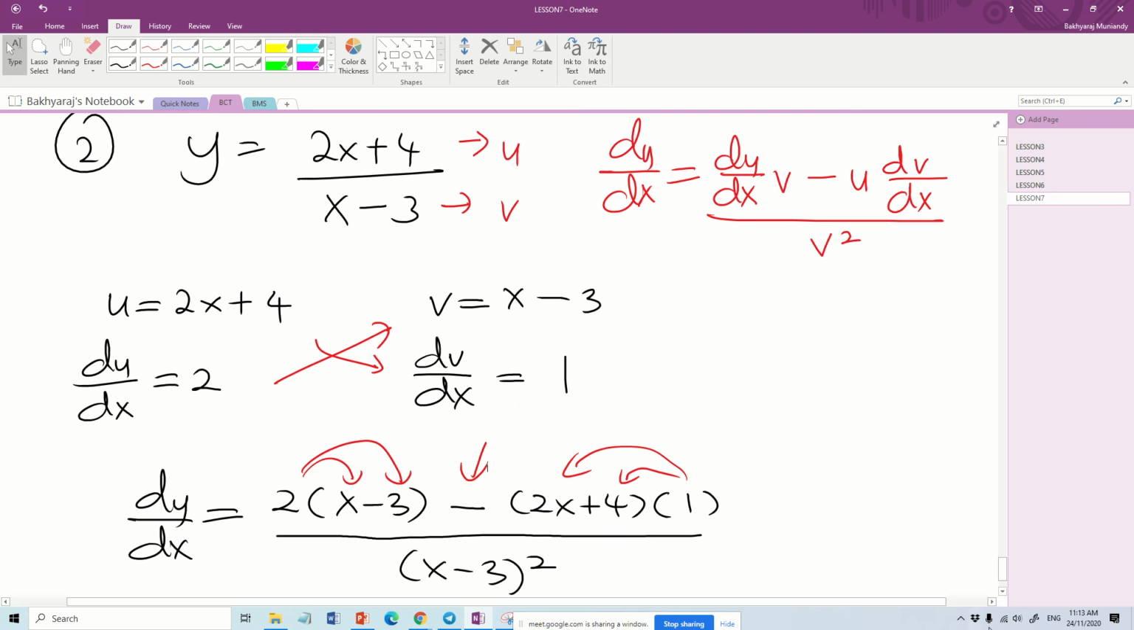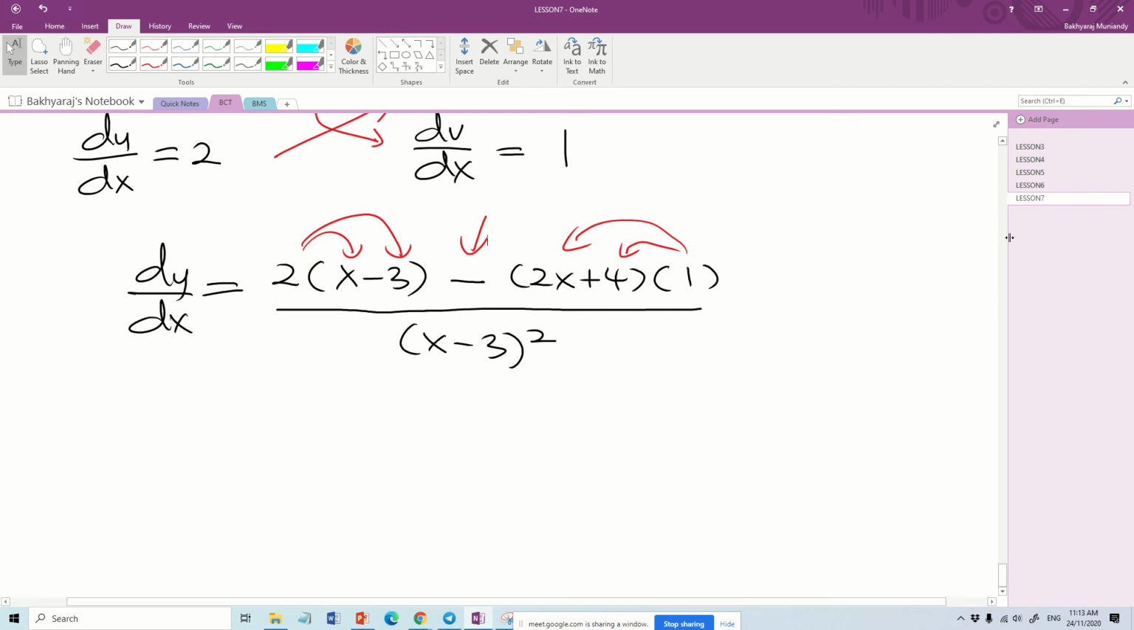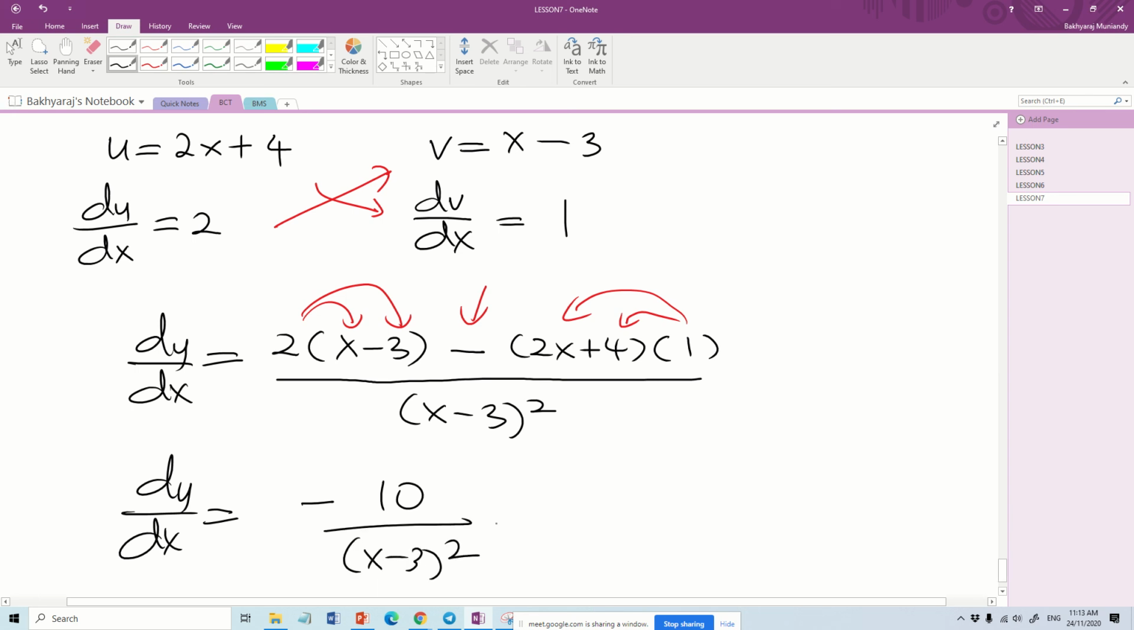Okay, so last answer will be equal dy dx. Saya terus bagi last answer. 2x pada 2x jadi kosong. Negatif 6 tolak 4 negatif 10. Okay, cuba sendiri. Okay, I give you the last answer. This is the last answer.